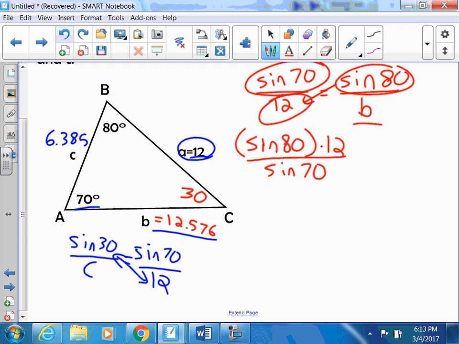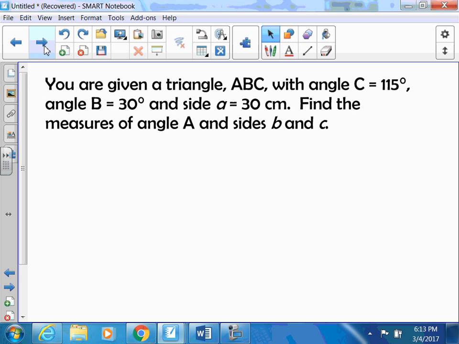And notice 6.385 is less than 12 here and here, and it is opposite of 30 degrees, the smallest angle. So that's how we use law of sines. You're still setting up ratios and going through the steps to solve. Okay, let's take a look at this one.